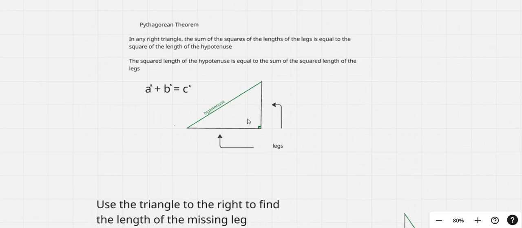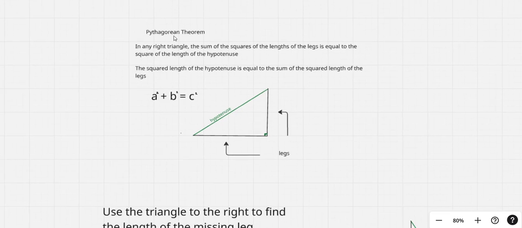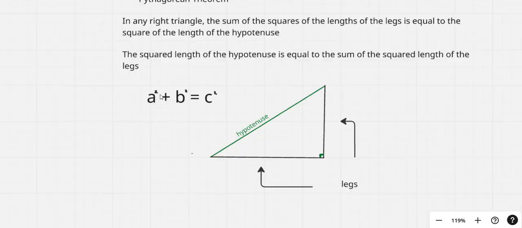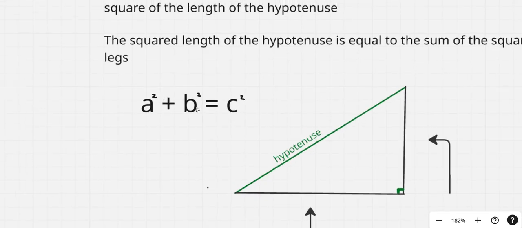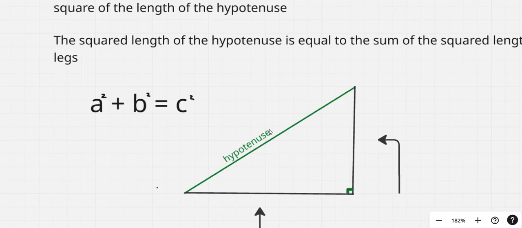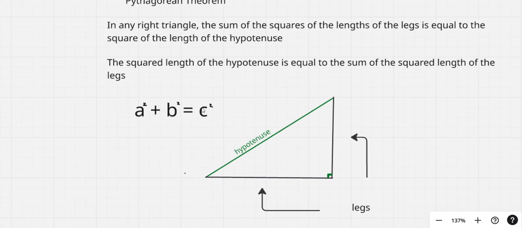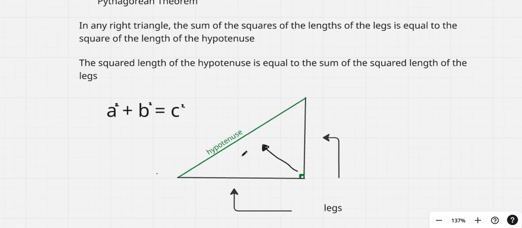So when we have a right triangle, we use the Pythagorean theorem, which is a squared plus b squared equals c squared. C is always going to be our hypotenuse, which is always going to be opposite the 90-degree angle. Our hypotenuse is always going to be the leg opposite of the 90-degree angle.